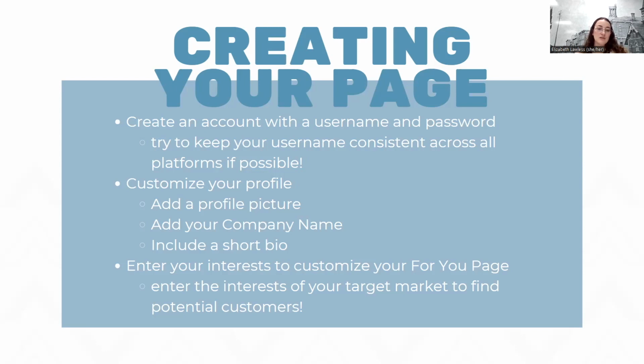Then you're going to enter your interests. So the way that TikTok works is you have two different feeds. You have your For You page and you have your following page. Your following page obviously is full of the videos from the people that you personally follow. Your For You page is specifically catered to your interests and what you interact with. So when you are putting your interests in, you want to put in your target market because they're going to connect you with those people. So you're going to see their videos and they're going to see yours.